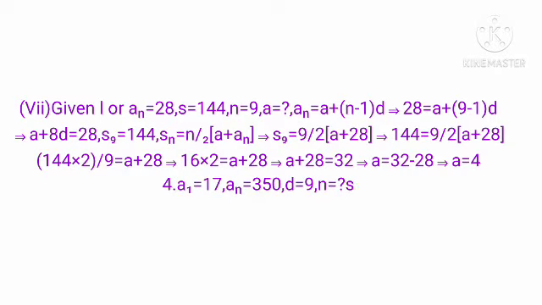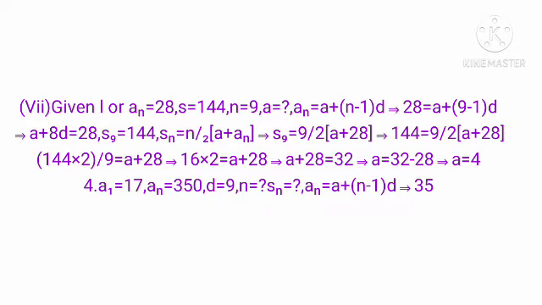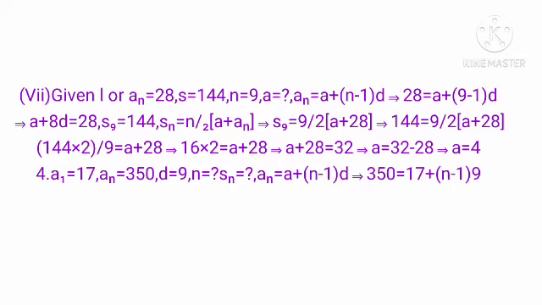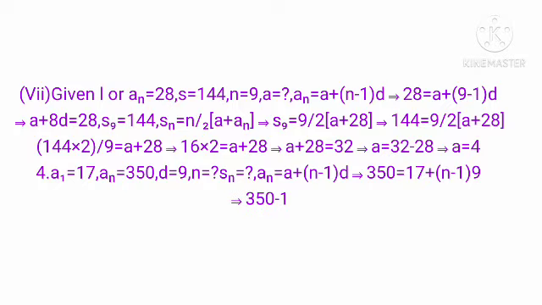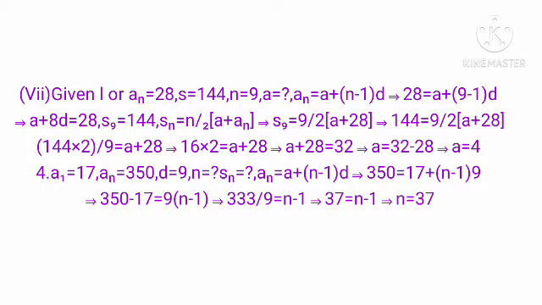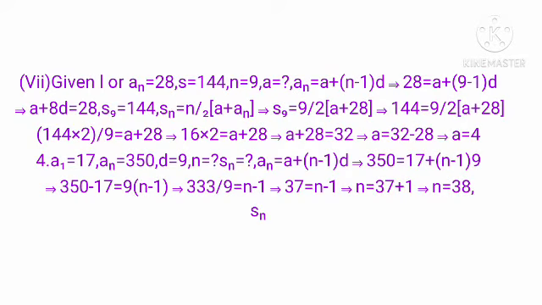Next, fourth question: a1 is equal to 17, an is equal to 350, d is equal to 9, n is equal to how much? Sn we have to find. Formula: an is equal to a plus n minus 1 into d. an is 350, given, is equal to a is 17 plus n minus 1, d is 9. 350 minus 17 is equal to 9 into n minus 1. So 333 by 9 is equal to n minus 1, implies 37 is equal to n minus 1. n is equal to 37 plus 1, n is equal to 38.